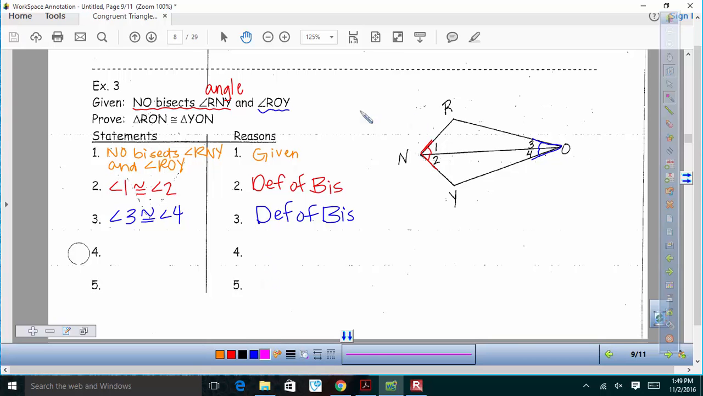Okay, now that we're done with the given, we've got to look at the picture and see if anything applies here. Reflexive property, okay? We see that triangle RNO and triangle YNO both share side NO, which means that it's congruent to itself, and the word that means congruent to itself is called reflexive. So I'd put that NO is congruent to ON, and that's because of reflexive property.